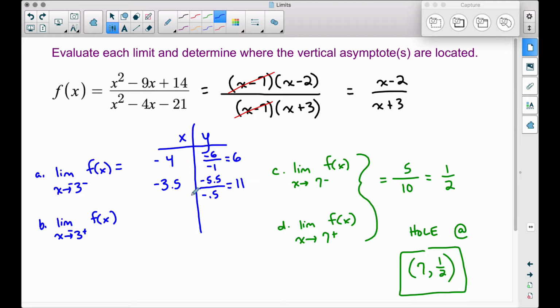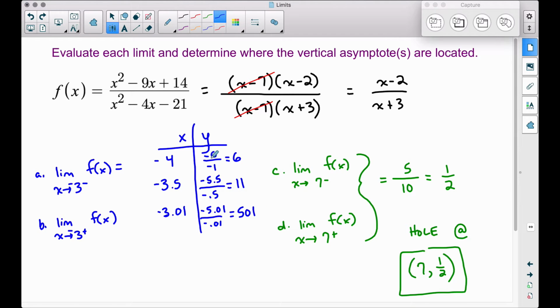Let's do one more. Approaching negative 3 from the left, how about negative 3.01? That's very close to negative 3 on the left side of negative 3. Plugging negative 3.01 into here, we get negative 5.01. And then if we divide by whatever we get when we plug negative 3.01 into here, we will get negative 0.01. Again, negative 3.01 plus 3 is negative 0.01. Evaluating this, we will get 501.